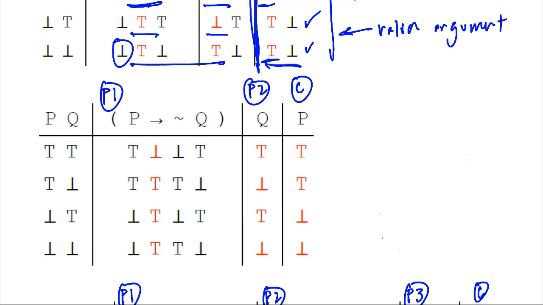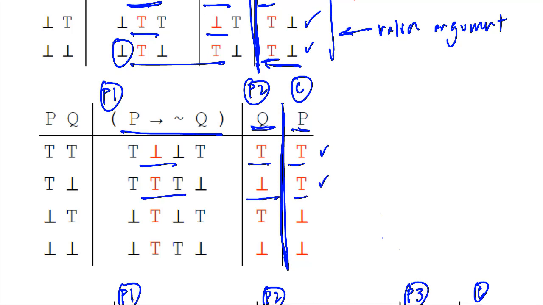Okay, next, same thing. This is our first premise, if P, then not Q. This is our second premise, Q, and our conclusion is P. On our first line: false, true, and true. So that's a good line. True, false, and true. That line is fine.